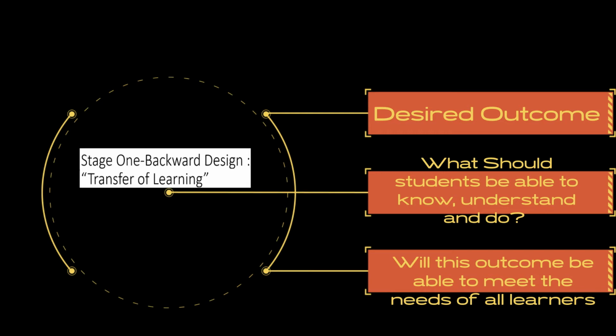Knowing what your desired outcome is, two other questions should be asked, such as: what should students be able to know, understand, and do? And will this outcome meet the needs of all learners, not just some of the learners that I serve? After achieving our desired outcome, let's look at stage 2.